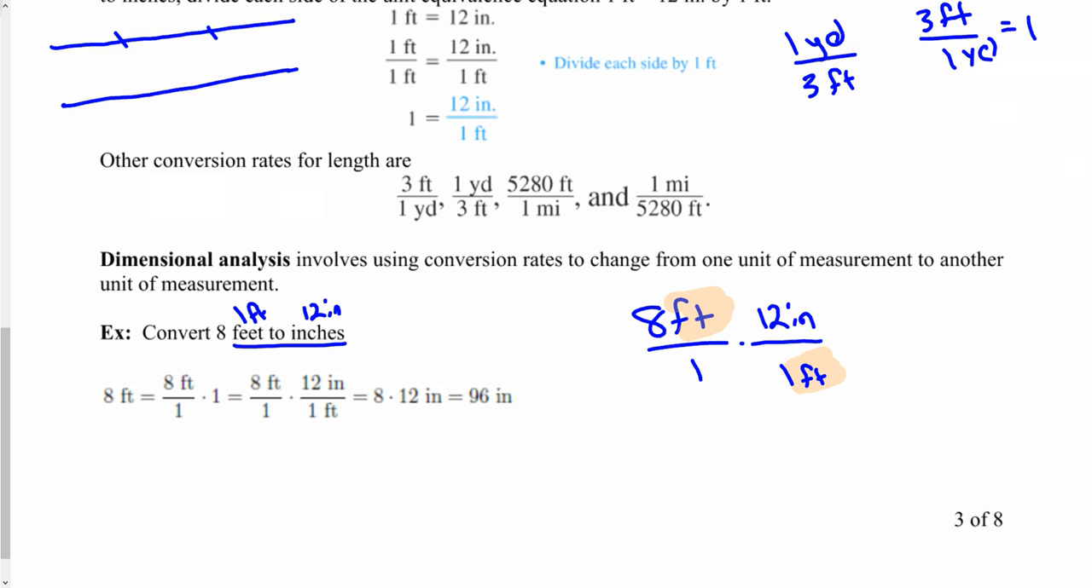Now, the reason that I wanted to have feet on bottom if I had feet on top is so that, using this idea of fractions, I can cancel the labels. You can see that the labels cancel completely, and all I have left now is 8 times 12 inches. That is where I get 96 inches from.